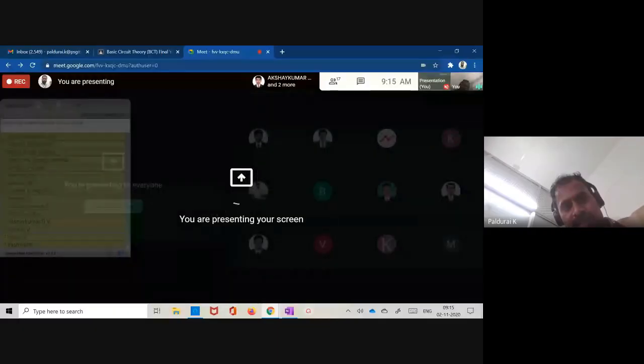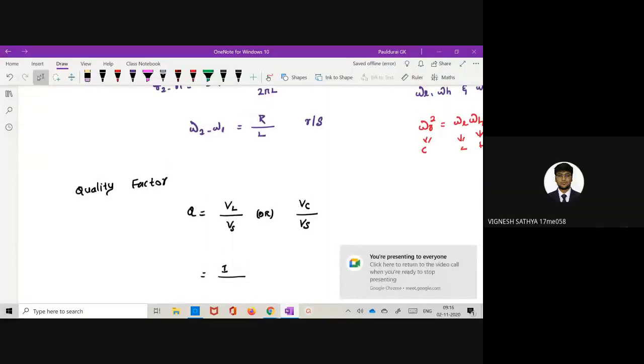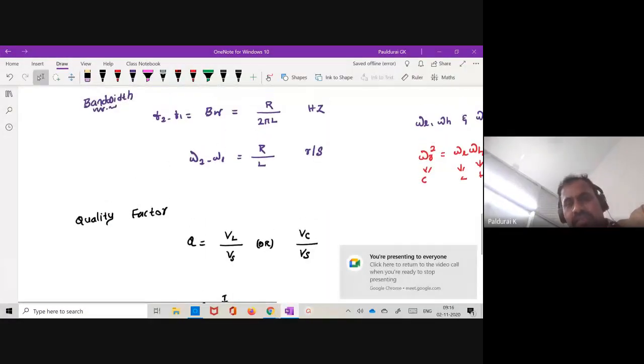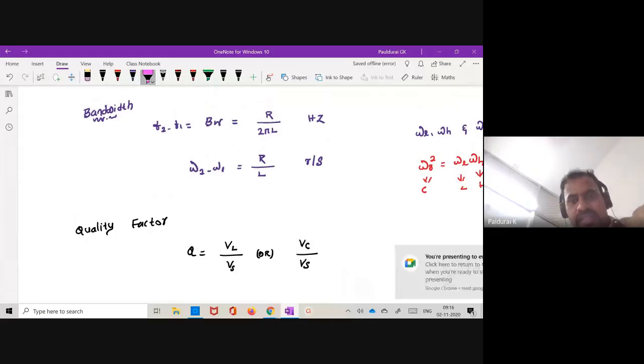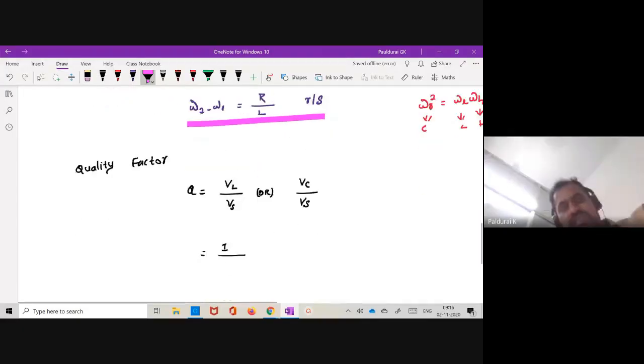So where are we? Bandwidth, okay. So this is our bandwidth, right? Bandwidth in terms of hertz is R divided by 2 pi L. In terms of radian per second, it is R by L, right? And we started with the quality factor.